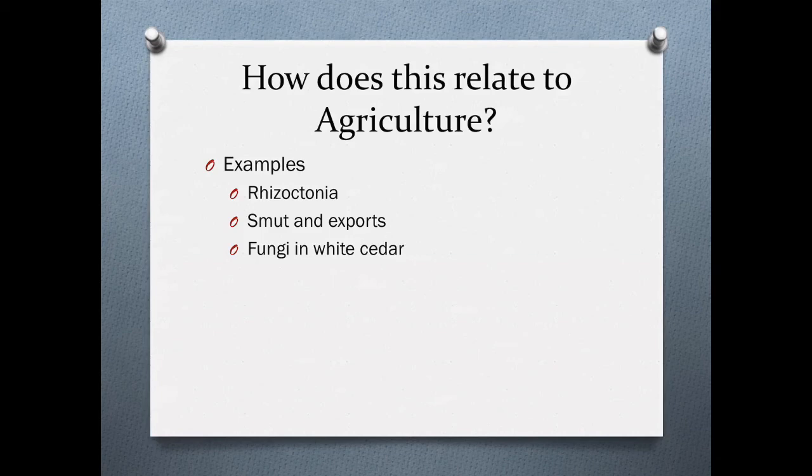All right, smut is a nasty disease. The example I'm going to be using is from wheat. It's actually a disease from several other crop plants as well. And many years ago, a shipment of wheat went into Canada, and it was found to be infested with smut. So Canada wanted to ban all U.S. wheat. And of course, U.S. wanted to retaliate against that.